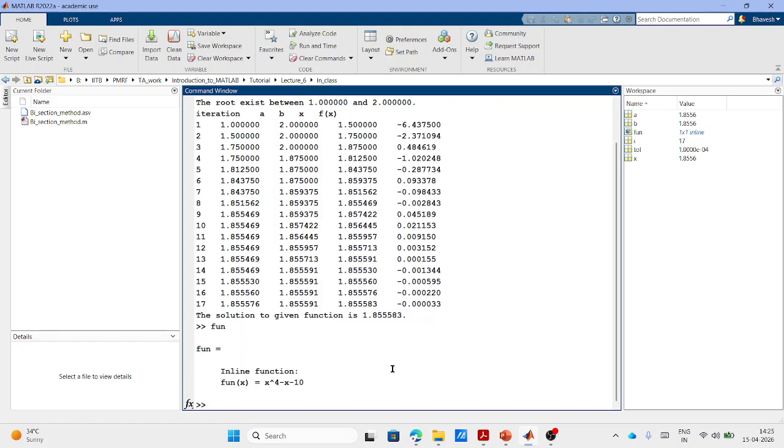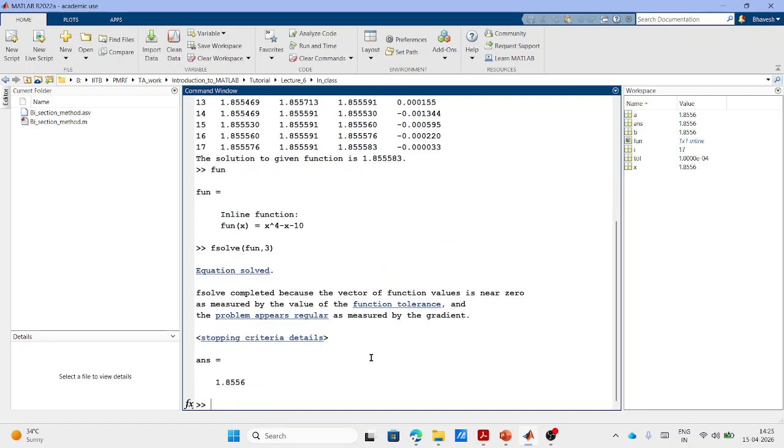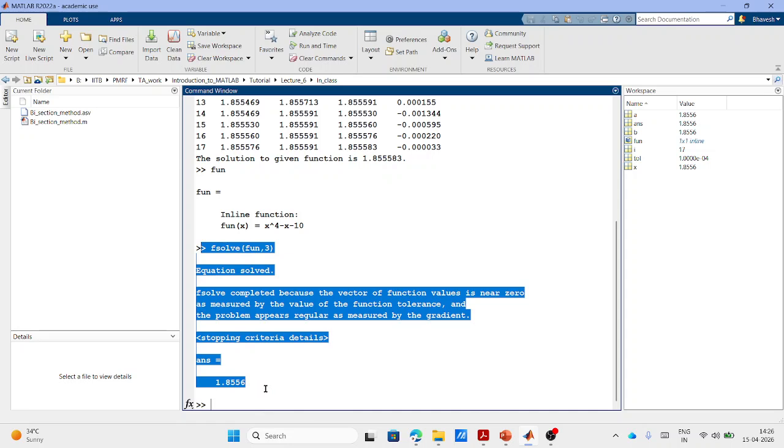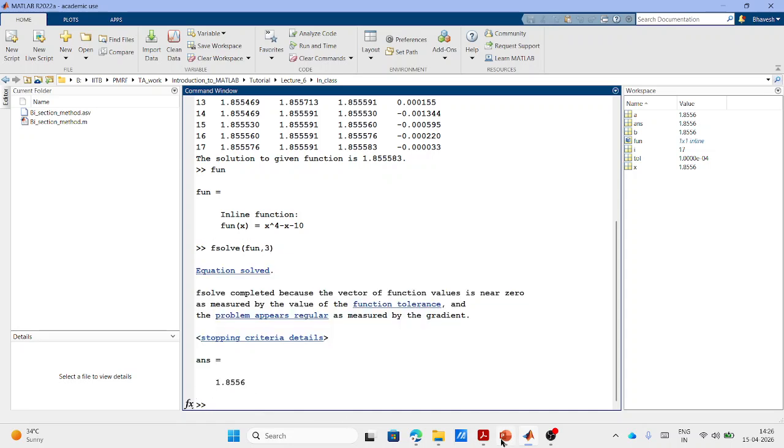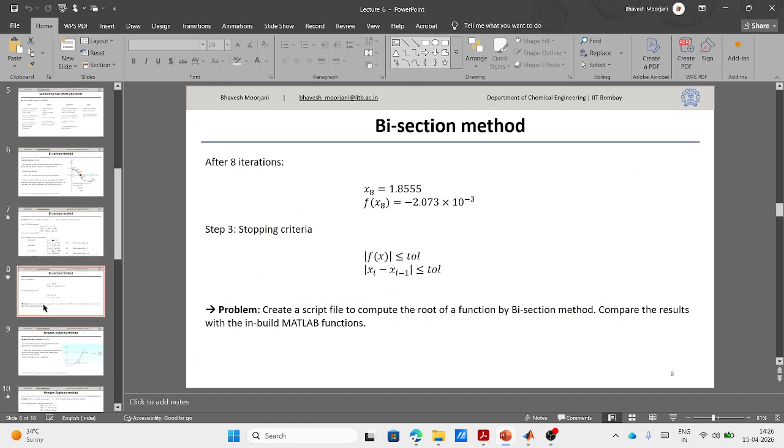Now I know my function is this, so I can call fsolve, provide the func value, and an initial guess of, let's say, 3, and see. So fsolve is also converging and I'm getting the value as 1.8556. So it has provided my value with slightly less accuracy. Obviously, you can provide the tolerance with multiple commands provided here, but you can see our value and the MATLAB solver values are exactly matching, right? So this was about the bisection method.